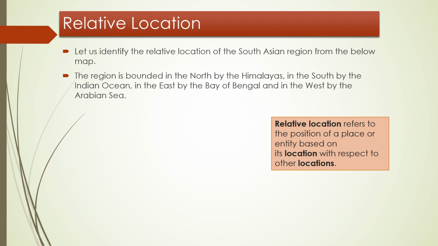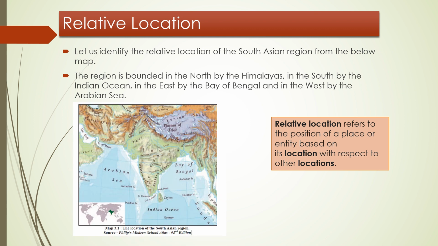The region is bounded in the north by the Himalayas, in the south by the Indian Ocean, in the east by the Bay of Bengal, and in the west by the Arabian Sea. In this map you can see this region is bounded in the north by the Himalaya, and in the south by the Indian Ocean. So this is the relative location of the South Asian region.